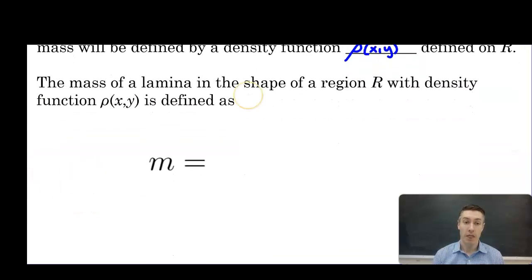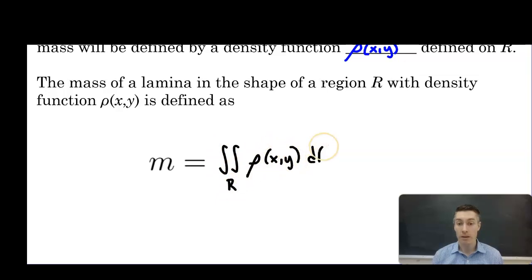Combining all of these ideas, the mass of a lamina in the shape of a region R with density function rho of xy is defined as the double integral over the region R of the density function rho of xy dA. So mass is the little m, right? Breaking this down, at the simplest level we are talking about density times area. So mass equals density times area in two space. In three space, it would be density times volume, and we'll expand upon that later on once we cover triple integration.